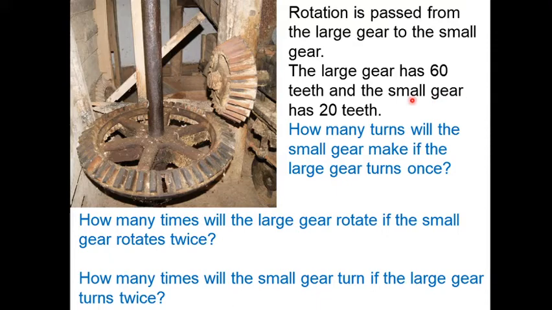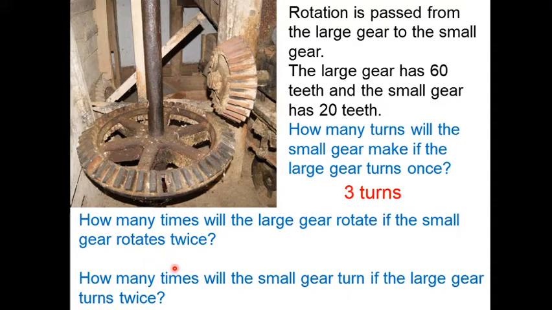Okay, so the first question is saying, how many turns will this small gear make if the large gear turns once? So if the large gear's got 60 teeth and that turns once, that's 60 clicks. If you've got 60 clicks with 20 teeth, that's going to go around 3 times. So for the first one, you've got 3 turns on the small gear.